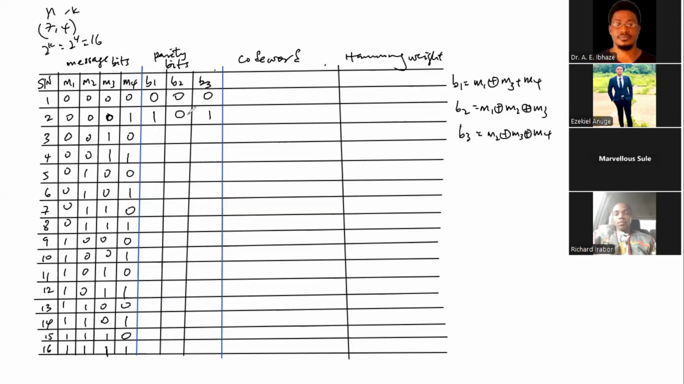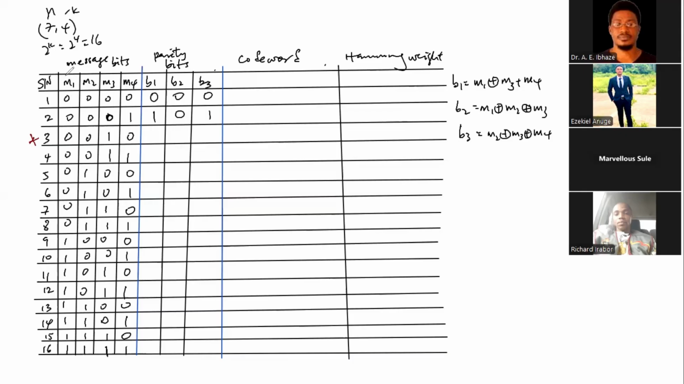Okay, so let's do the third point. Let's change the color. Okay, so let's try this out. This third point. So what's B1? The formula for B1 is to add M1, M3, M4. So we're going to add M1.